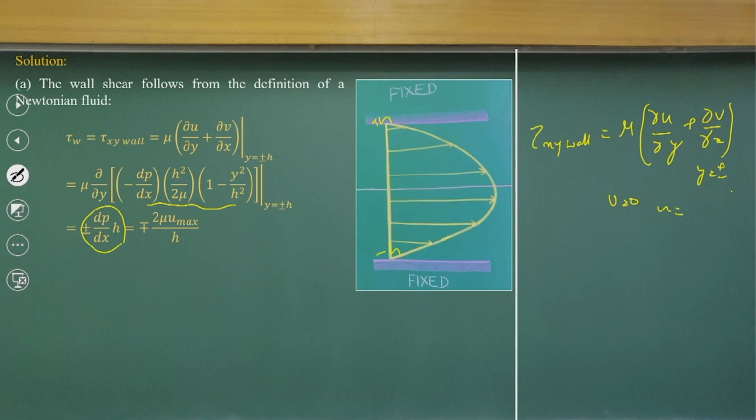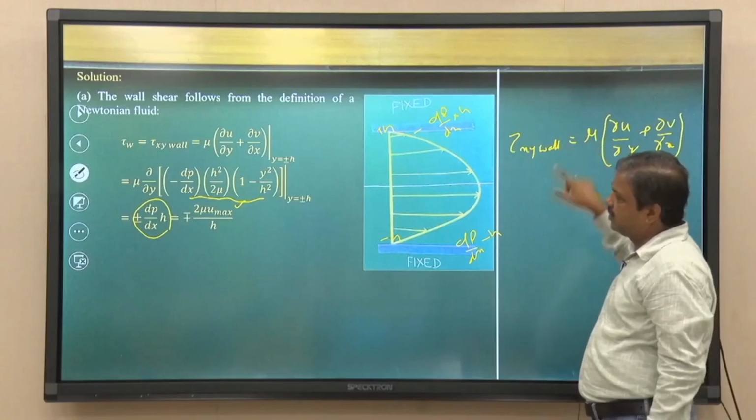So, the value at this point will be dp by dx into h, and here it will be dp by dx at minus h. That is what the shear stress distribution will be. This can also be written in terms of u max, as 2 mu times u max over h. So, simple, just substitute it, do a partial derivative with respect to y and get it, which is the basic definition as we derived from the flow kinematics.